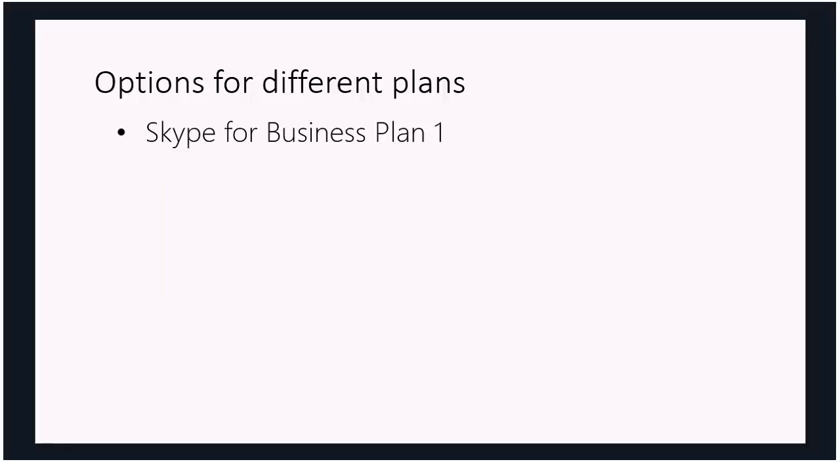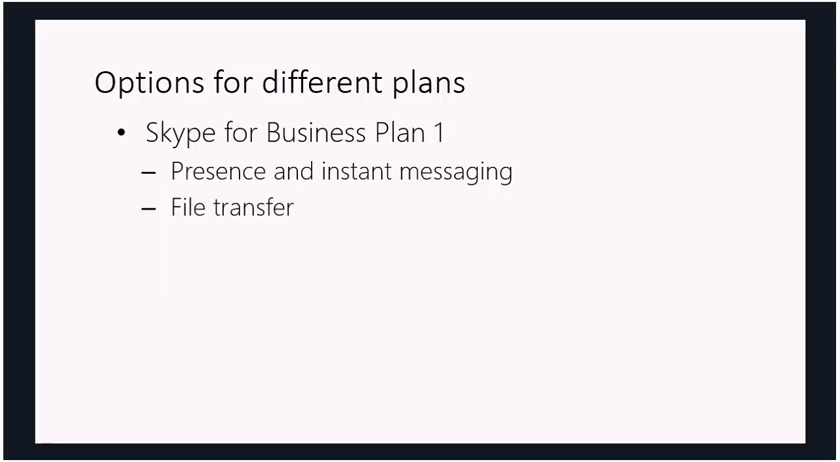So the starting point for Skype for Business is Plan 1. Plan 1 gives you the basic presence and instant messaging. This means that you can see whether users at the other end are active on their machine. Those users can then set their status to be offline, away, busy, or do not disturb. It also supports file transfer.